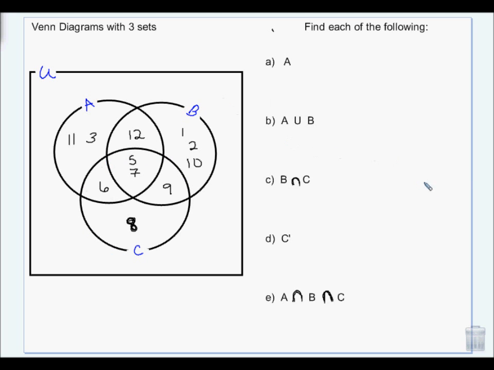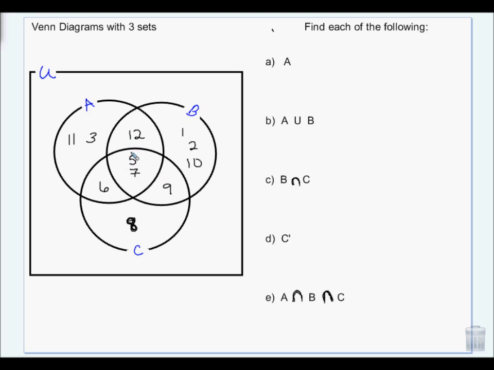Okay. This region right here, this football shape, that's everything that's in A and B overlapping. This football shape is where B and C overlap, and this football shape is where A and C overlap. And then this part right here in the very middle is the part that overlaps all 3.